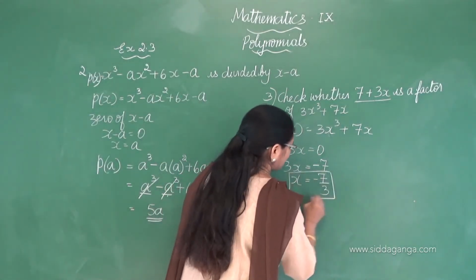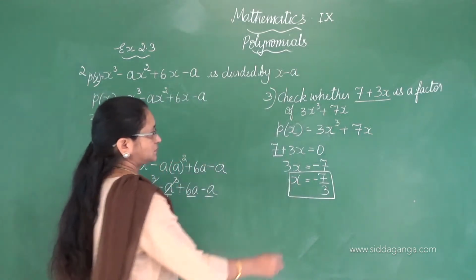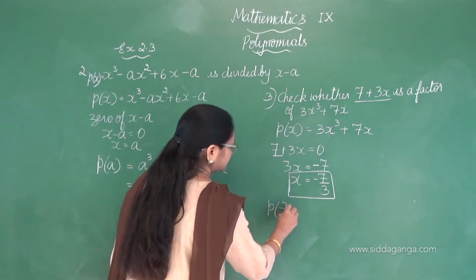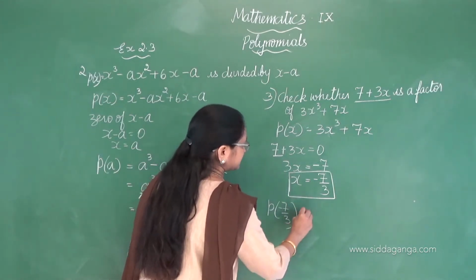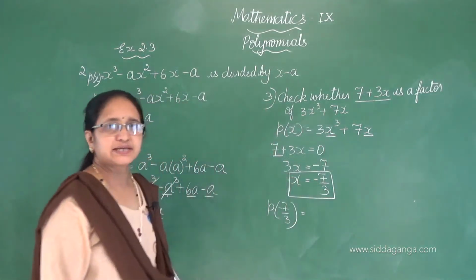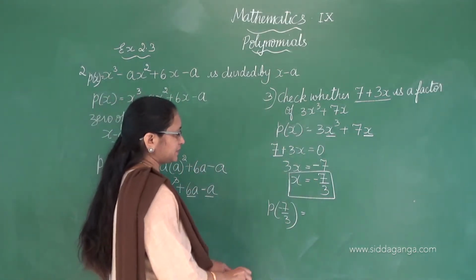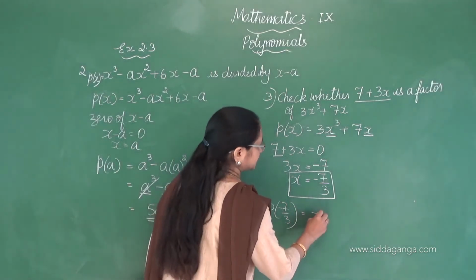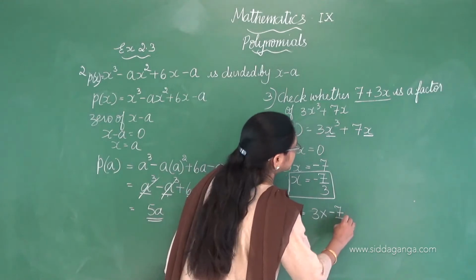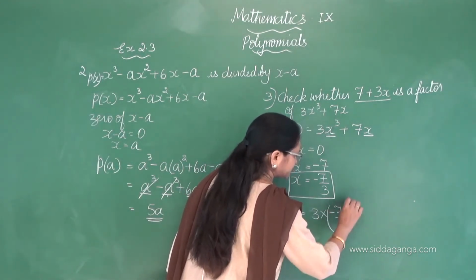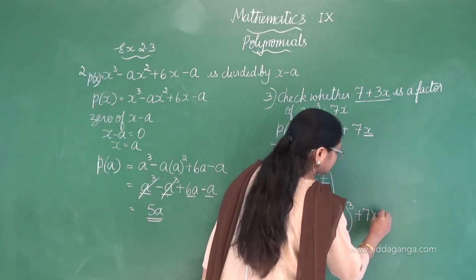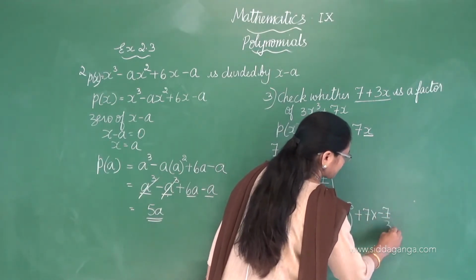So we will find out the value of this now. Let us find out p of minus 7 by 3, is equal to, now we'll replace x by minus 7 by 3. Now 3 into minus 7 by 3 whole cube plus 7 into minus 7 by 3.